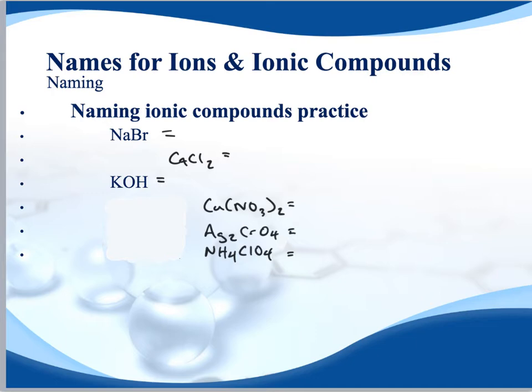Okay, here are a few of them for us to try. This first one, NaBr, we name the cation first. In that case, this is sodium. And then we're going to name the anion. Here it's bromine, but since it's monatomic, we're just going to change the suffix to -ide. So sodium bromide is the name of that one.